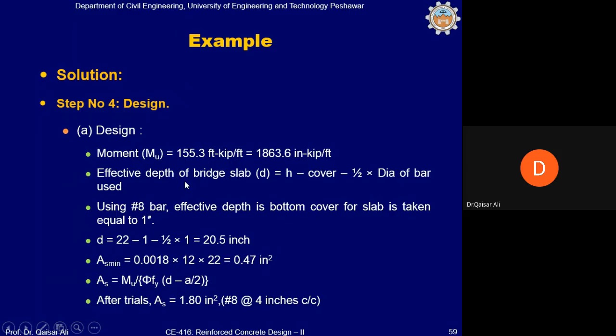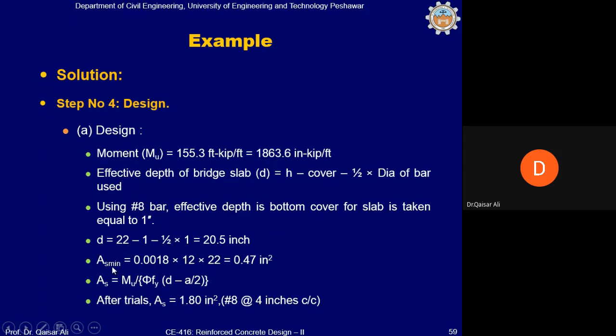And for the effective depth of the bridge slab, we know that the total depth is 22 inch. We will provide a cover of 1 inch minus half the diameter of the bar which we will use. So let's say we want to use number 8 bar in this bridge. The bottom cover for slab is taken equal to 1 inch. Then D is equal to 22 minus 1 minus half of 1 inch. This gives us an effective depth of 20.5 inch.